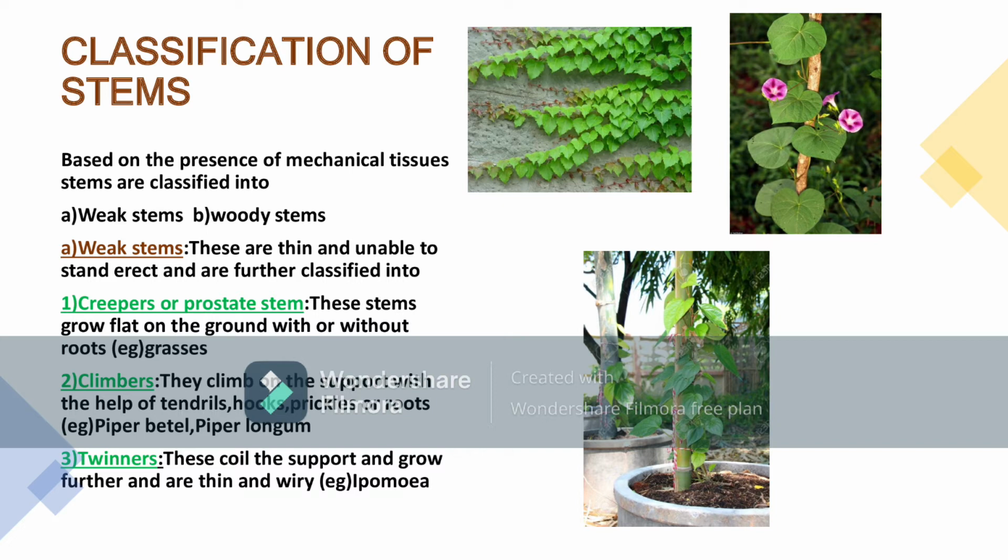Classification of stems. Stems are classified based on the presence of mechanical tissues as weak stems and woody stems. Weak stems. They are thin and unable to stand erect, and are further classified into creepers, climbers and twinners. Creepers grow flat on the ground with or without roots, example grasses. Climbers climb on the support with the help of tendrils, hooks, prickles or roots, example piper betle and piper longum. Twinners coil around the support and grow further. They are very thin and wiry, example ipomoea.